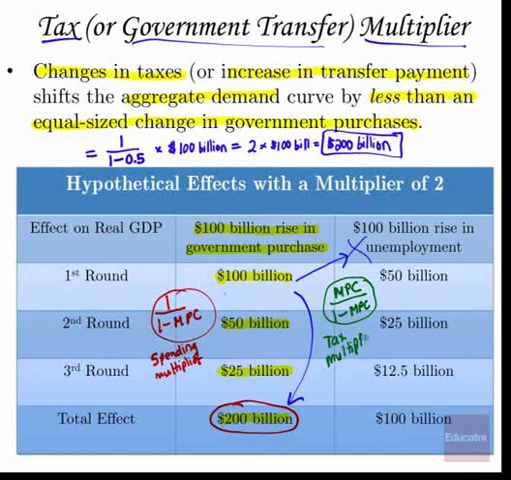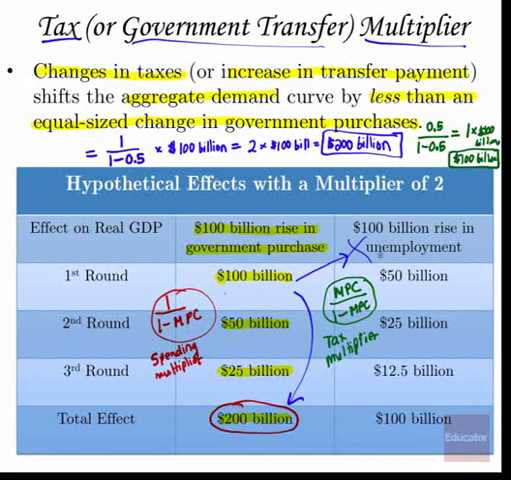So we determined here that the multiplier is 2, and so the MPC was actually 0.5. So let's multiply 0.5 divided by 1 minus 0.5, and that one's really easy. Now it equals 1 times $100 billion. What impact is it going to have? It's going to have a $100 billion impact.